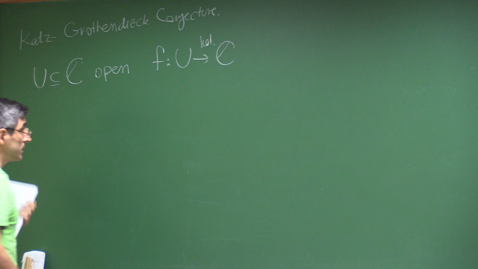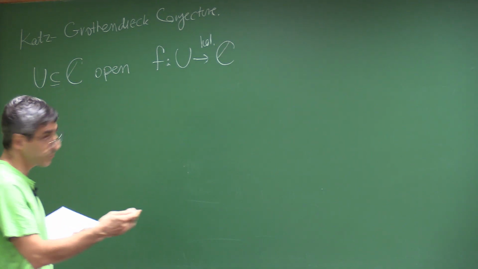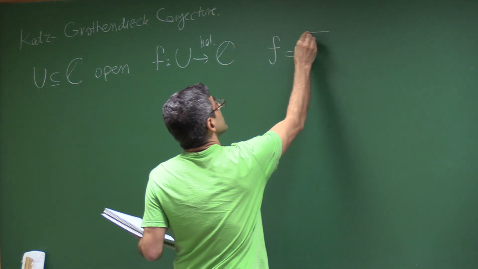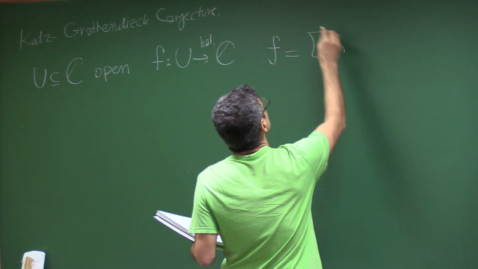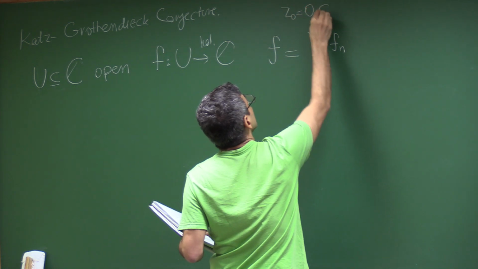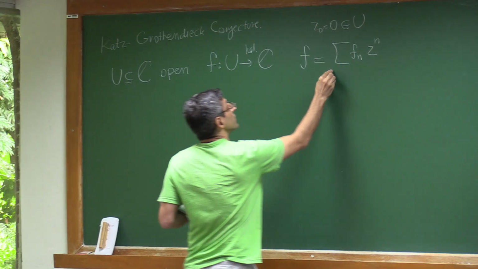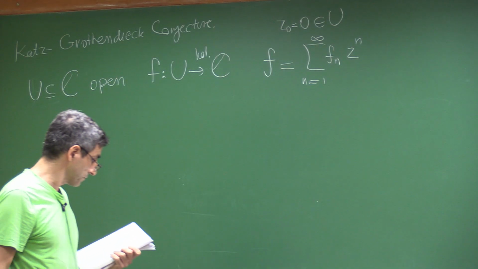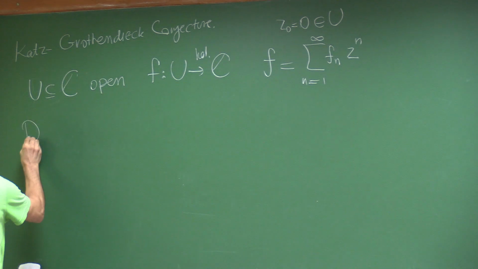So once you do complex analysis, you introduce the notion of holomorphic function. One of the things that you do is write the Taylor series. I will write the Taylor series around z0 equal to 0 in U, sum for n equal to 0 to infinity.